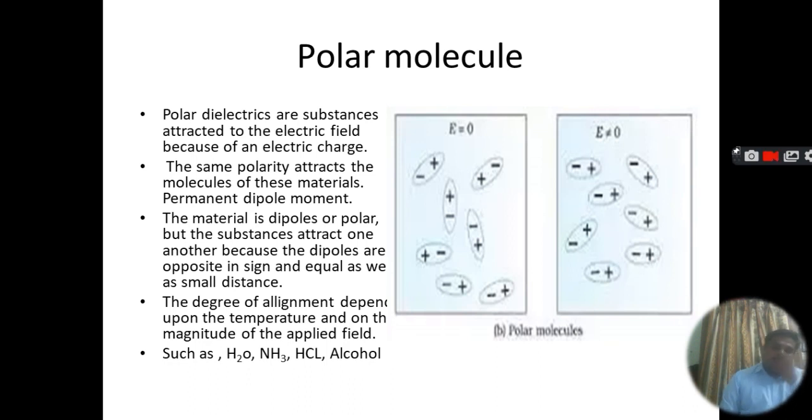So these are the examples given, and a very important condition: due to zero separation between positive and negative charge, the dipole moment is equal to zero. Therefore, this is for non-polar molecules. But when we discuss the polar molecule, due to the finite separation distance between positive and negative charge, each molecule behaves as an electric dipole.